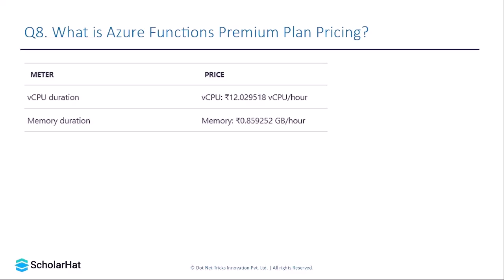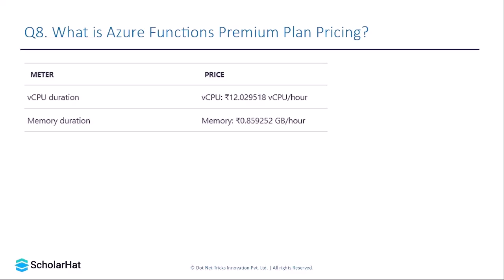So in the consumption plan, there would be no VNet access, whereas in an Azure Function Premium plan, there would be virtual network access, and the performance of an Azure Function Premium plan is higher as compared to an Azure Function Consumption plan. Also, there would be no cold start in case of an Azure Function Premium plan.